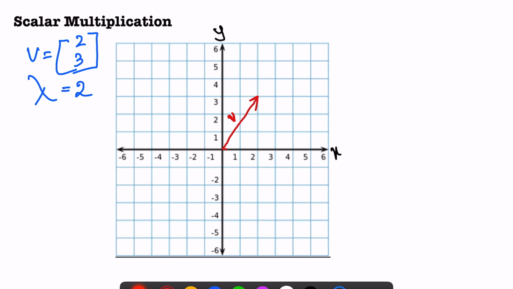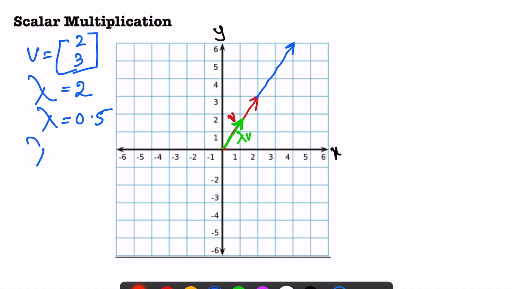Now when we multiply it with a scalar, the vector will be stretched or squeezed. Here the scalar is 2, so the vector will be stretched and the length will be increased by 2. Now if lambda is, let's say, 0.5, then the vector will be squished. So it will be like this. This will be lambda v.